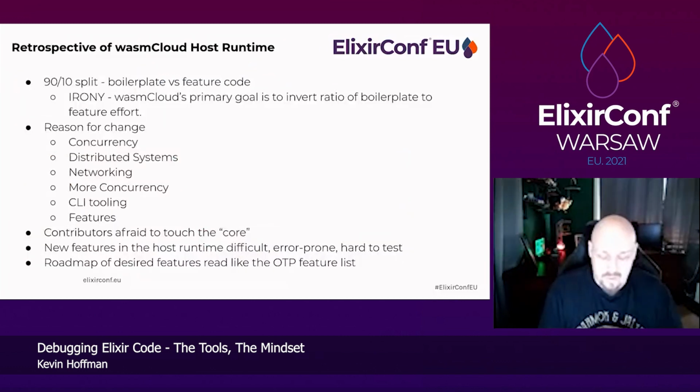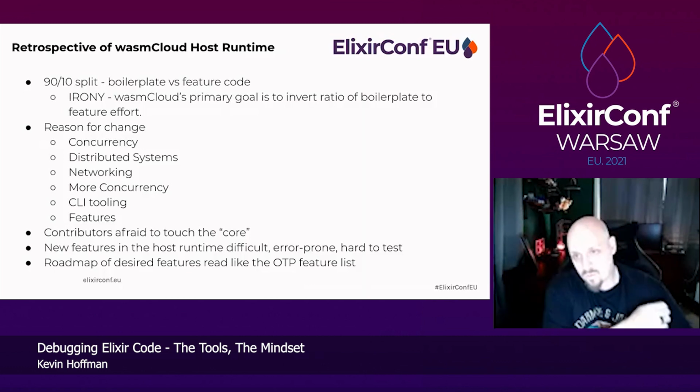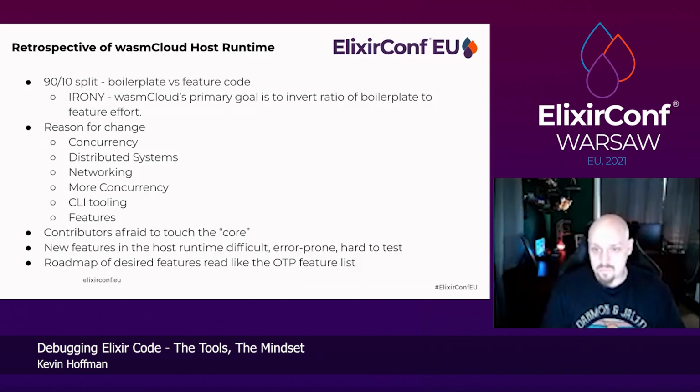So when we did a retrospective, actually we've done many, but during the many retrospectives that we've done on the wasmCloud host runtime, what we noticed is that we were spending about 90% of our time writing code in service of boilerplate. And this boilerplate was predominantly around networking and concurrency and all of the other details for building a distributed system. The irony there is that our main goal with wasmCloud was to remove boilerplate from the developer experience, and so it seemed wrong in many ways that in our building of a framework to remove boilerplate, we were doing most of our work in boilerplate.